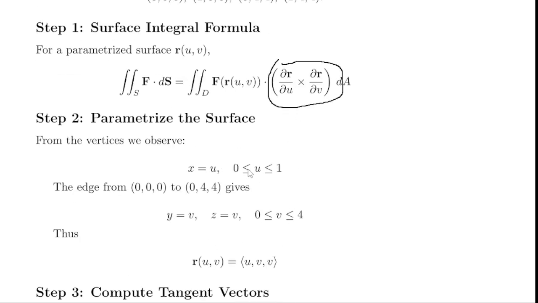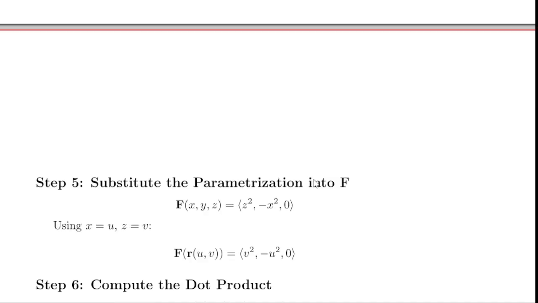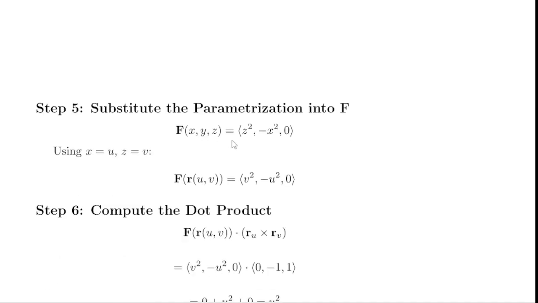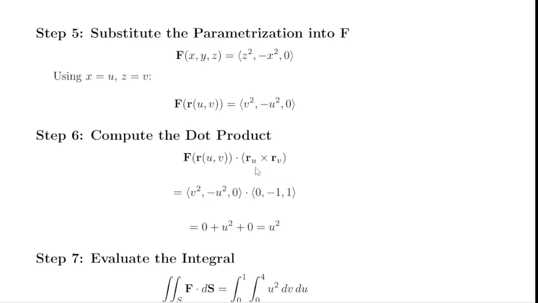Let's plug in r(u, v) in F. So we recall that F was ⟨z², -x², 0⟩. x was u, and then y and z were v. So F of r(u, v) is ⟨v², -u², 0⟩. Now we need to take the dot product. So when we take the dot product, we end up with u².